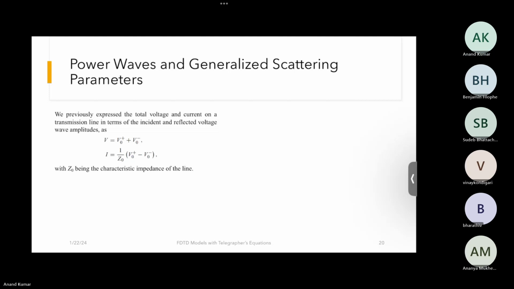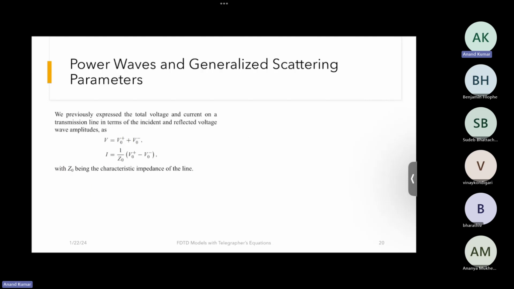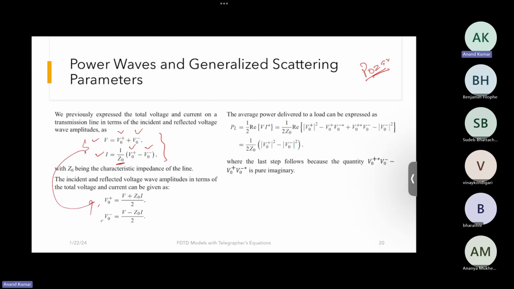Now, there are some limitations for the traditional way of calculating the S parameters. So we'll first discuss the power waves. If you want to do further reading, go through Kurokawa's paper. The total voltage and current are given by this expression, where this is the incident voltage and this is the reflected voltage, and similarly the current can be given, where this is the characteristic impedance, and forward and reflected voltages. Now we can find out the incident and reflected voltages from these expressions if you just rearrange them, and the average power can be given by this expression.